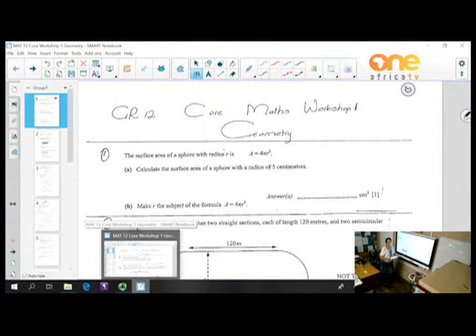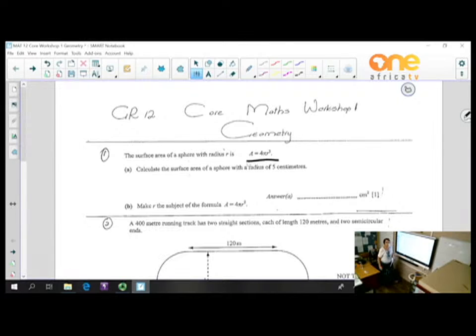Grade 12s. We are looking at the workshop questions on geometry. This is 3 recorded lessons, and this is the first one that we're going to look at today. The surface area of a sphere is given with this formula. So they provide you with a formula. You don't need to learn it. Calculate the surface area if the radius is 5.